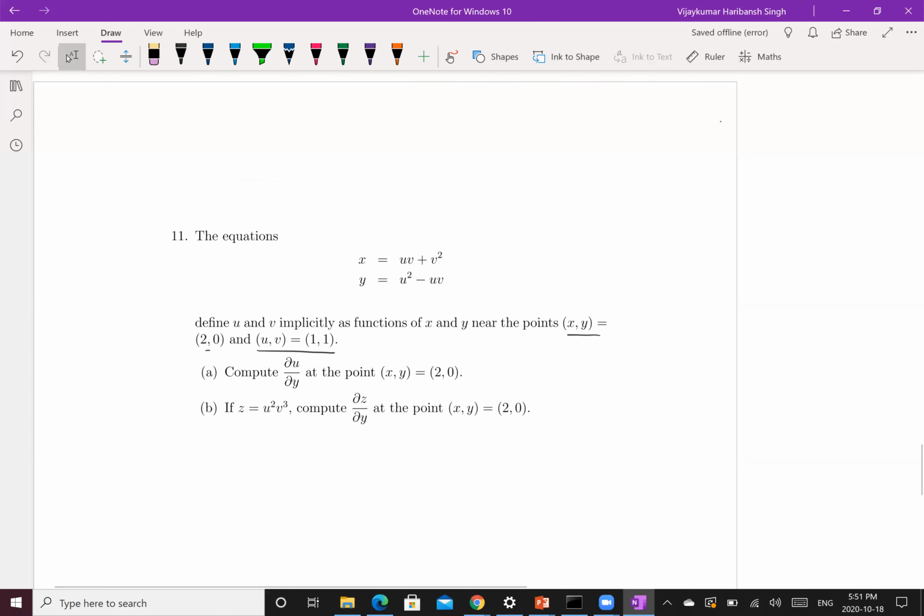So problem 11 is also about implicit differentiation. So you have here that u and v are implicitly defined as functions of x and y. So u is a function of x and y, and v is a function of x and y. And then you have to basically find out what dou u by dou y is and work this whole thing out. So I will leave this problem as homework, and if not, we will discuss it later. Okay, thank you for your attention.